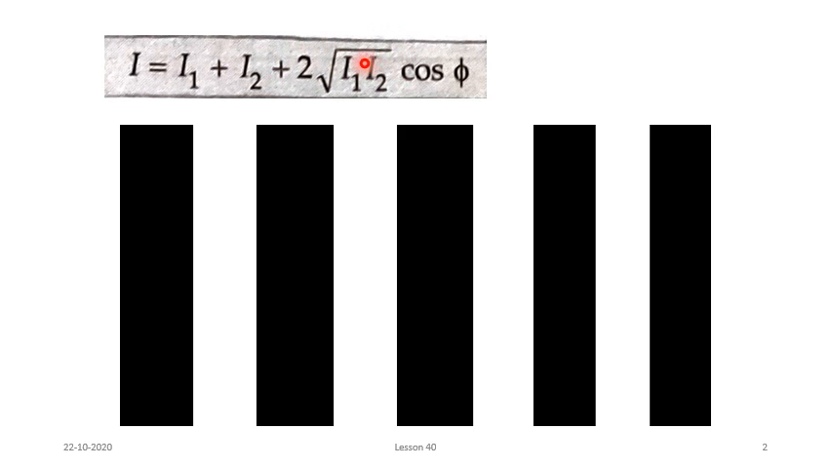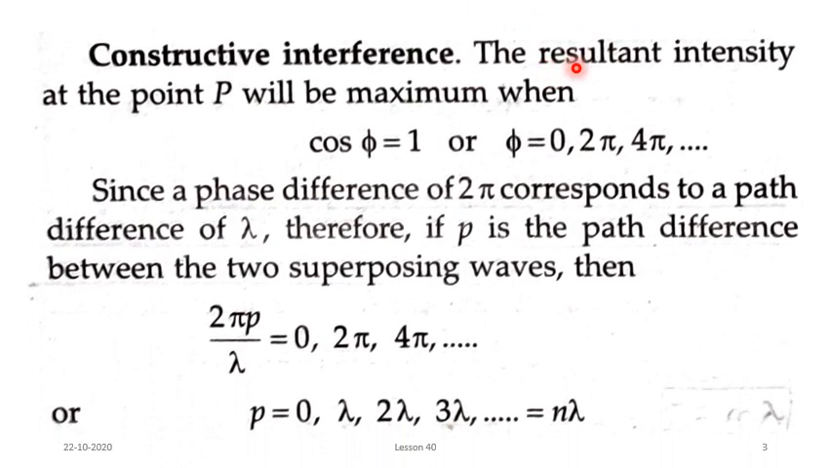But what about the third term? In this third term, do you see this term cos phi? For the third term to be positive, this cos phi has to be positive. If cos phi is positive, only then will we get the bright fringe as shown here. So for constructive interference, the resultant intensity at the point P will be maximum when cos phi equals 1, or phi equals 0, 2 pi, 4 pi.